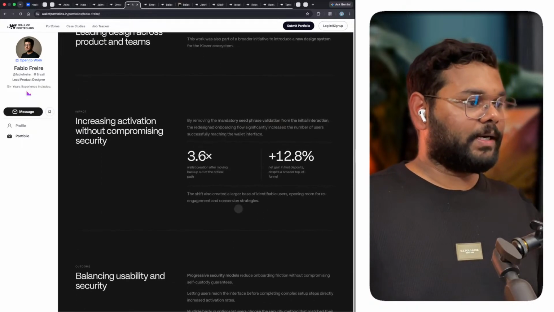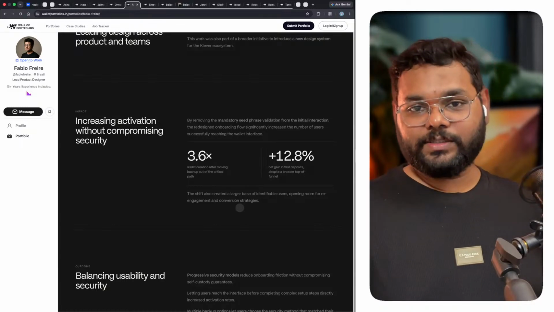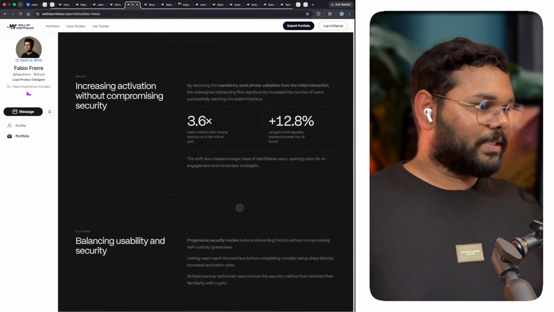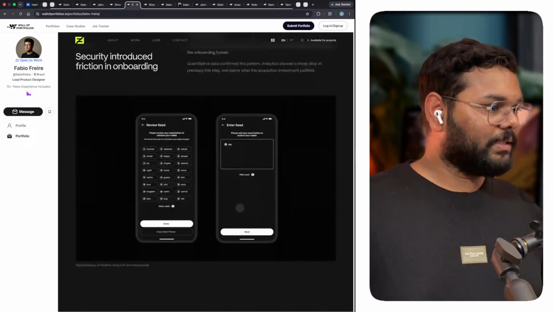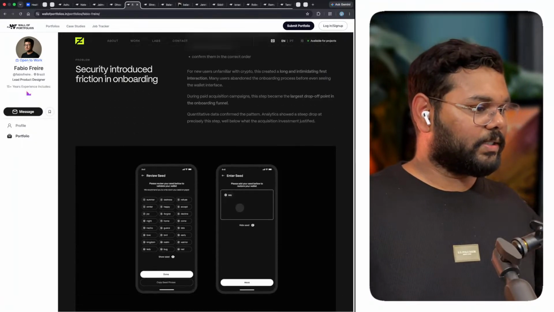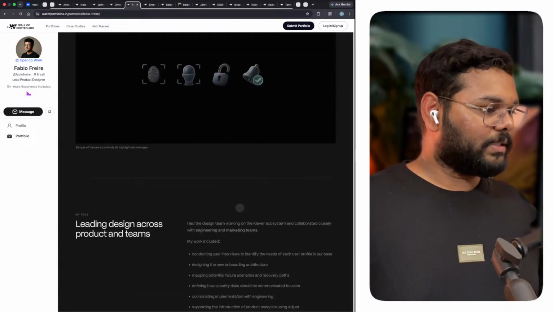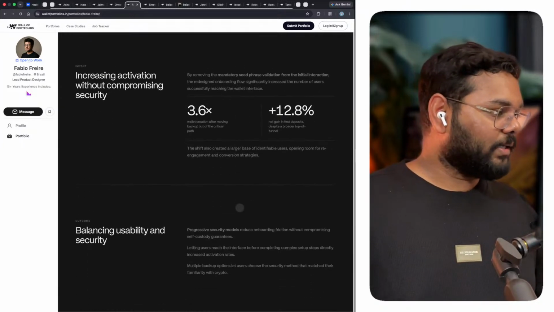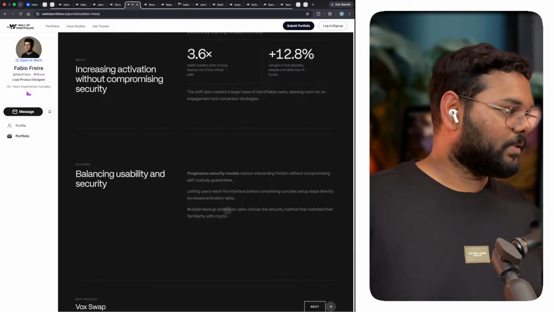And this is the impact. Oh my god, a really good way to show a case study. Very simple, plain, simple way to talk about it, and then the impact and the outcome. Great.